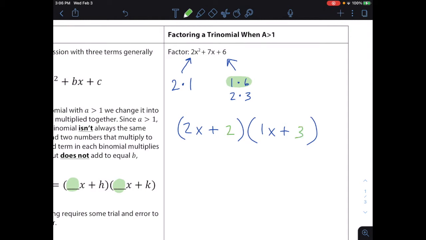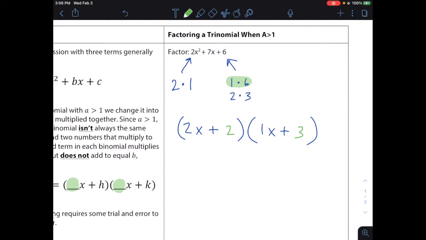Whoops, I got to cross that off again. All right, so we're going to distribute to find that middle term. And here we have 2x times 3 is 6x, and 2 times 1x is 2x, and 6x plus 2x, well, that's 8x again. That doesn't work. All right. So that means we got to try flipping those around. So we're going to go with the 3 and the 2 in the opposite spots. So here we go.